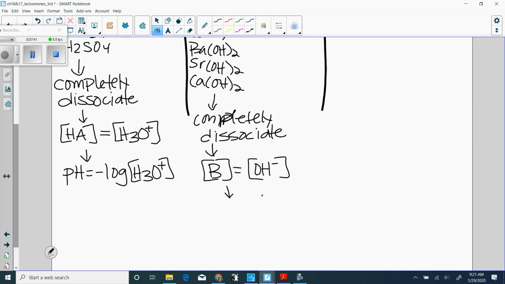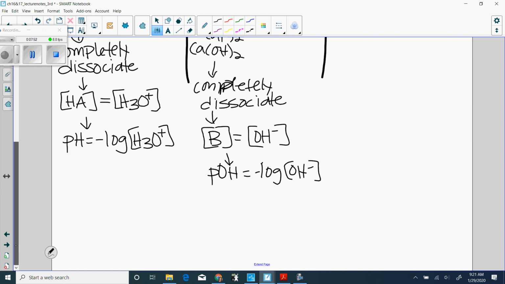If we know this, we can solve for POH, because that's negative log of the hydroxide. And we know pH plus POH has to equal 14. So we can get to the pH from there.